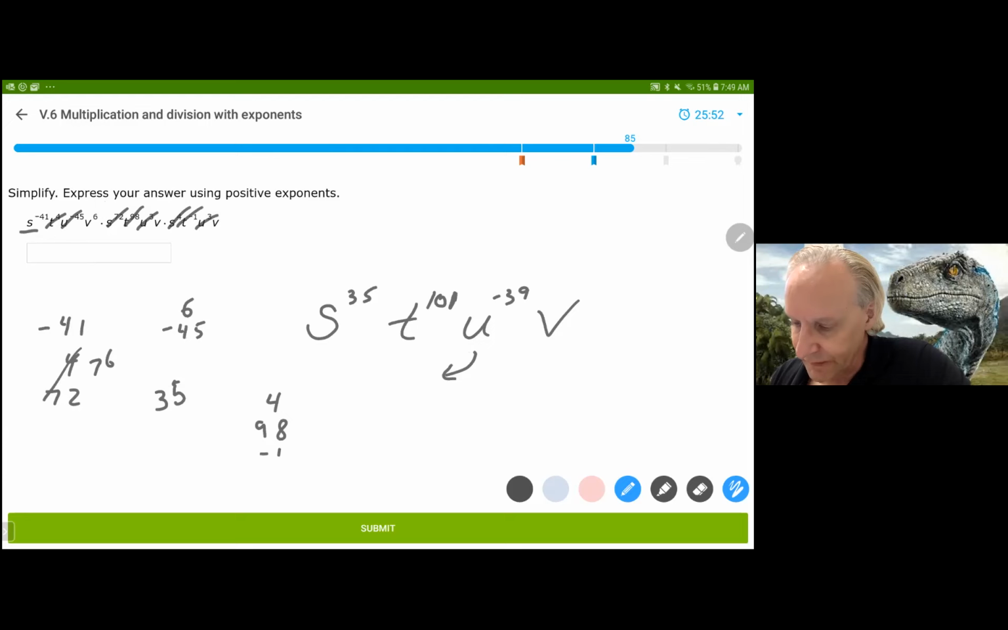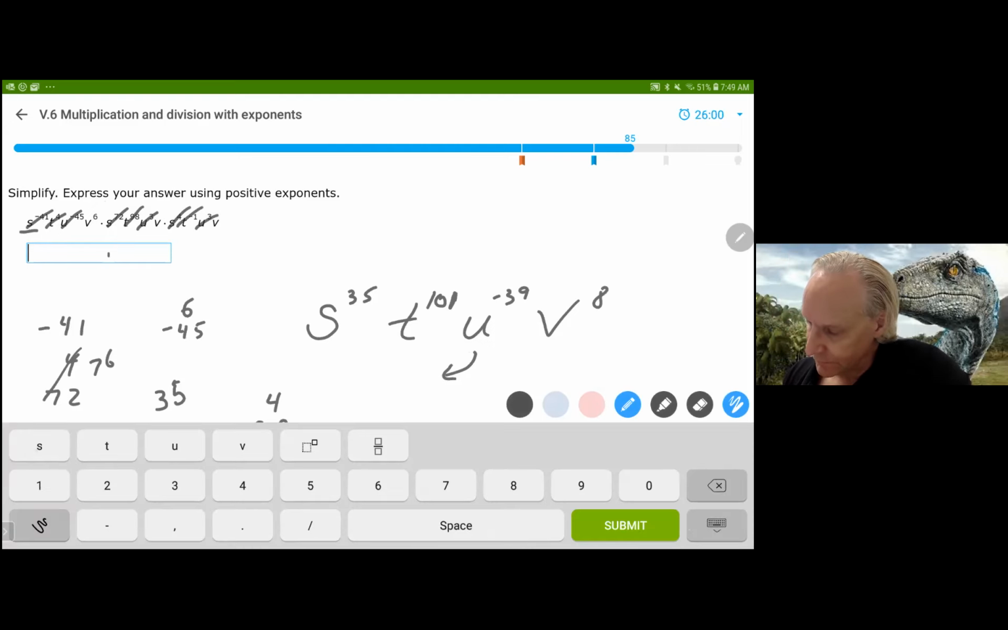And it looks like we have some V's here. I did that one already. 6, 7, 8. It's like V to the 8th. So I think I'm done. So I have S raised to the 35. Oh, got to do a fraction. Darn it. It's going to be a real problem. All right, that's enough. Almost 30 minutes worth.